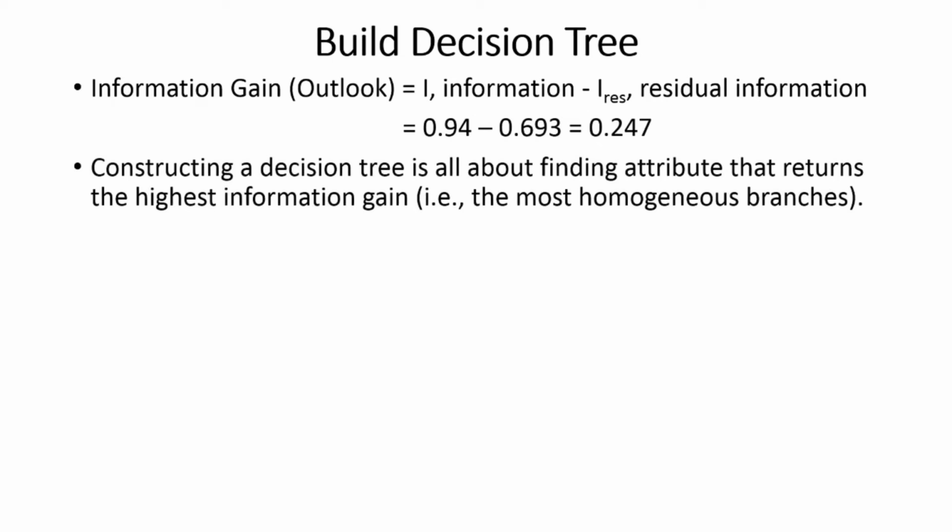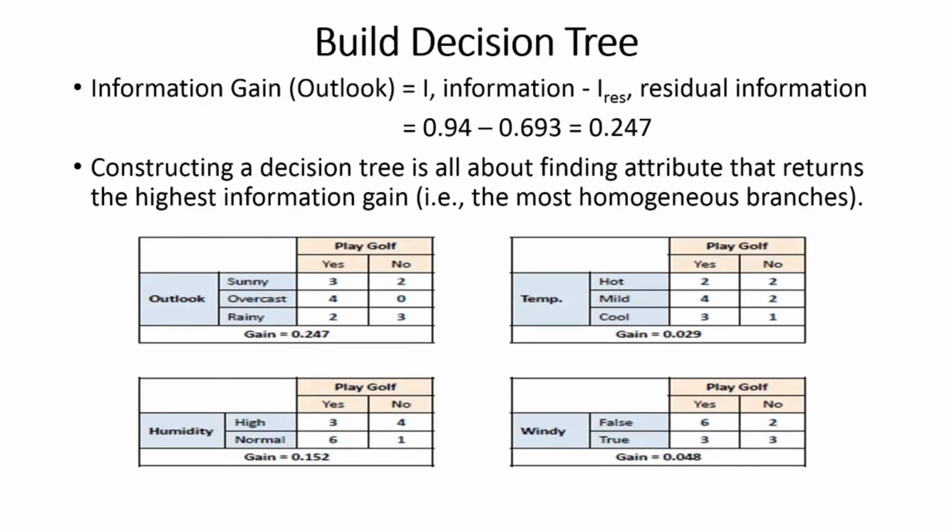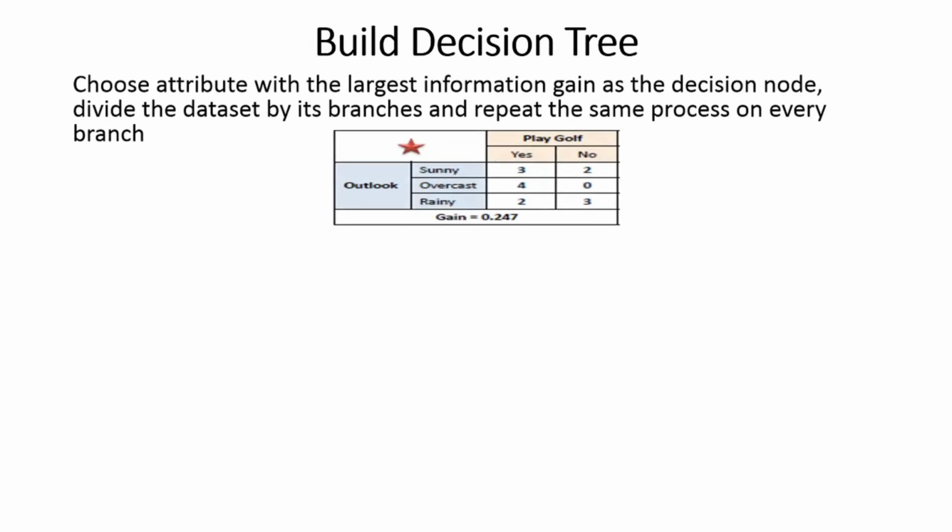Similarly, we can extract the information gain for all the attributes of the data set, that is temperature, humidity and windy. You can observe that the gain of outlook is greater than the other attributes, which explains that outlook is the most informative attribute as compared to the others. Hence, we can consider outlook as our decision node or the root node.